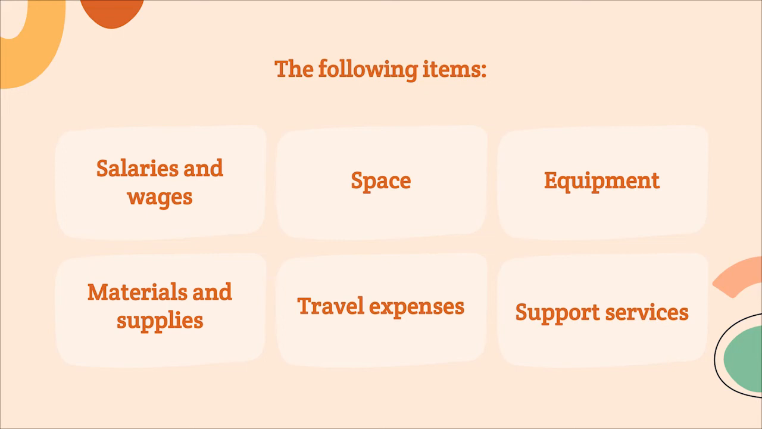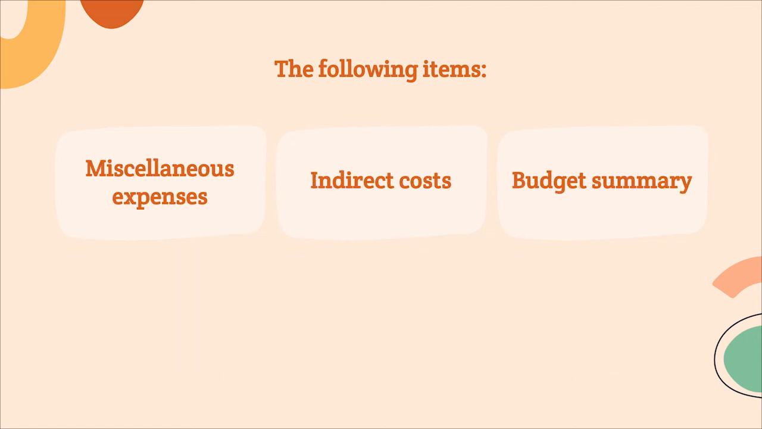4. Materials and supplies. Provided here are the costs for consumable materials and items such as miscellaneous office supplies. 5. Travel expenses. 6. Support services, expenses related to the use of services and facilities such as computers and photocopiers. 7. Miscellaneous expenses, additional costs related to telephone service, purchase of books, postage, and so on.